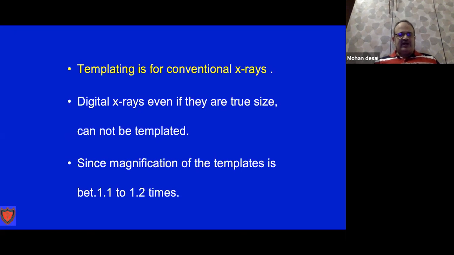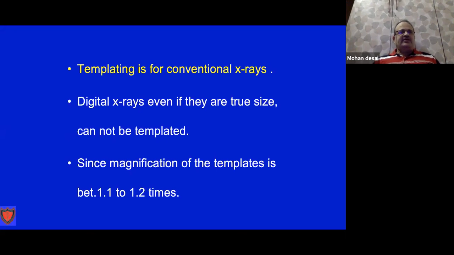So when you ask for the digital X-ray, you have to tell the radiologist specifically that you want the X-ray magnified to 1.2 times magnification. Then you can truly use these templates on these X-rays.